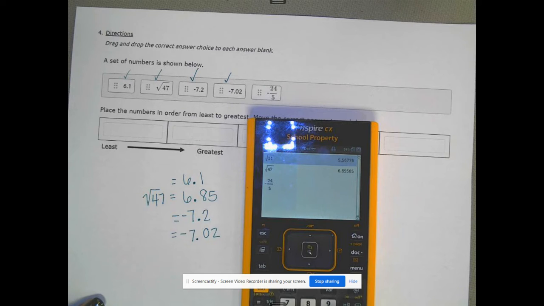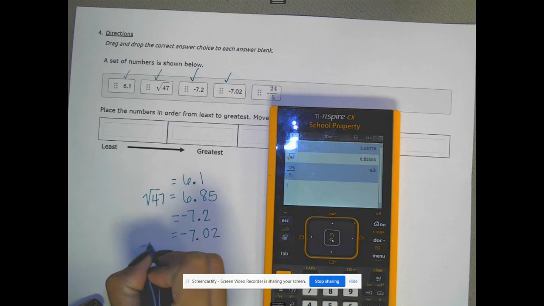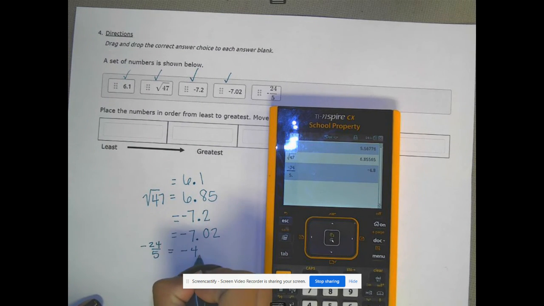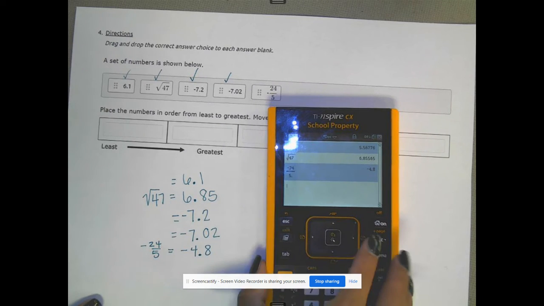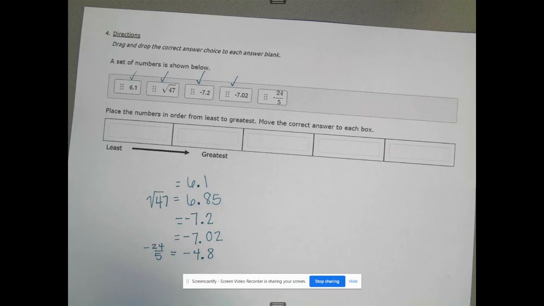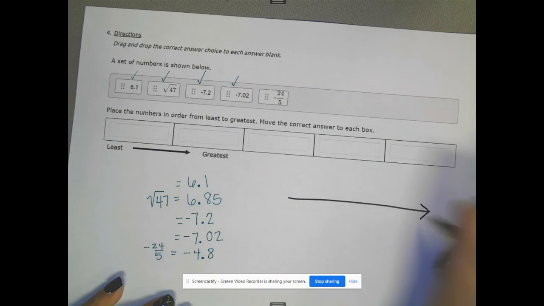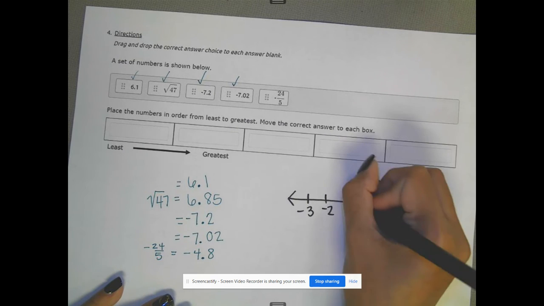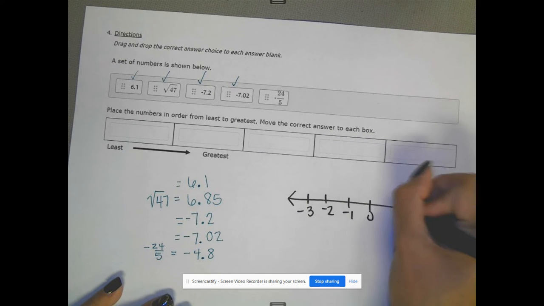And then I'm going to make sure to put a decimal in my entry so that it'll convert it to a decimal for me. So negative 24/5 is negative 4.8. So now that I have them all into a decimal, I just want to think about my number line. I'm not going to draw a full number line, but I'm going to give myself a reference here.